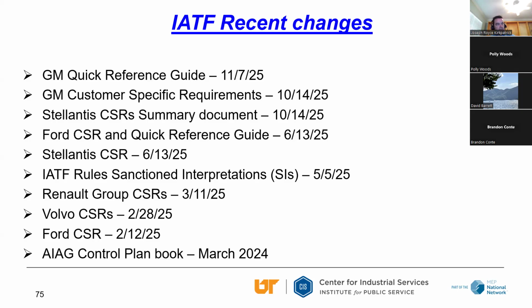A Renault Group one came out. Volvo and Ford actually had a couple this year. But another one that a lot of companies are not addressing is that the AIAG control plan book came out last March. And really the only change in that book that's applicable is that they broke out the reaction section into two parts. And that is who is going to do this reaction and what is the specific reaction. So for instance, if the red rabbits fail, the reaction is probably going to be for the operator. They're going to stop the line. That's what their reaction is going to be.